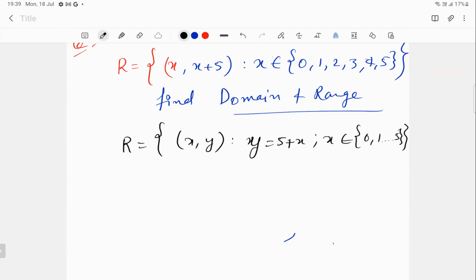So, first you have to write the relation, because these are the elements. Domain is a set of elements, right? Range is also a set of elements. That's why we are writing it. The range is 5, 6, 7, 8, 9, 10.